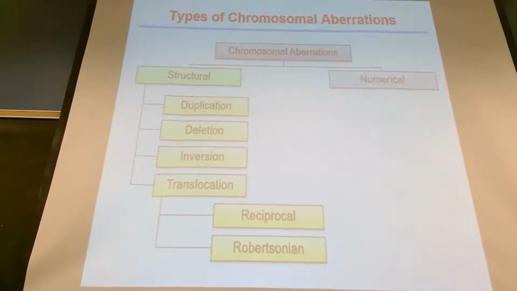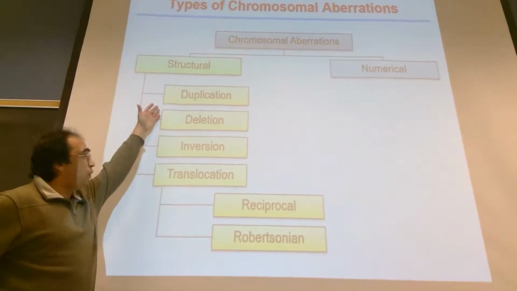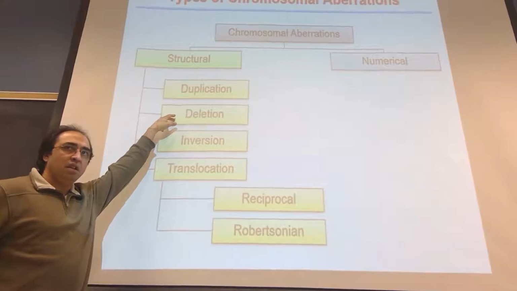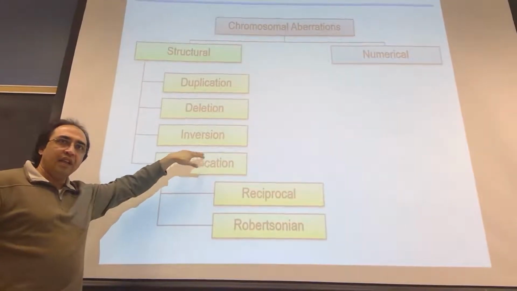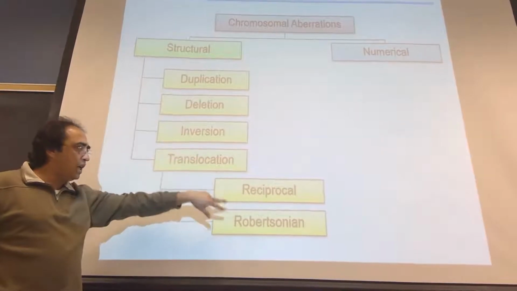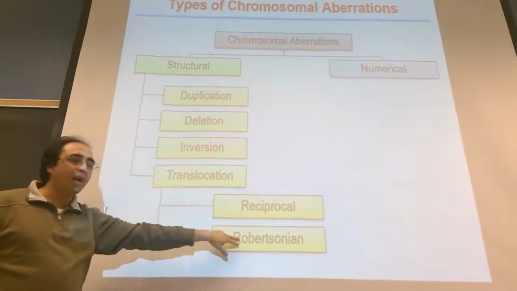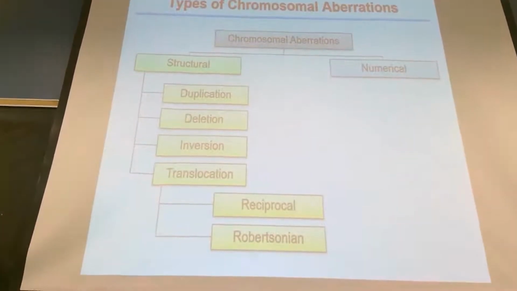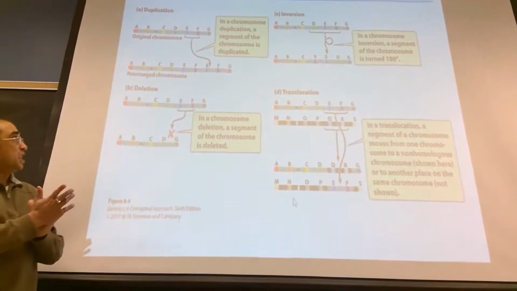Okay. So in the structural aberration, we have these 4 kinds of things: duplication, deletion, inversion, and translocation. In the translocation part, we have 2 things. One is reciprocal translocation, actually 3 things, and one is Robertsonian translocation. Okay. So the first thing is, what is duplication?